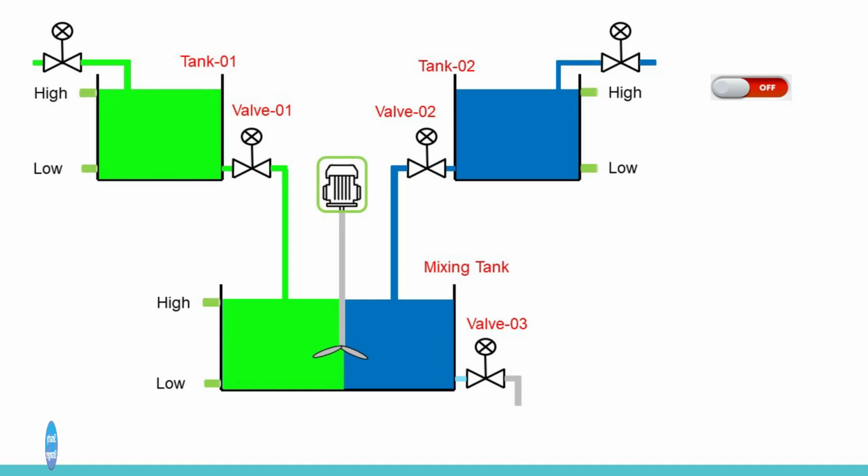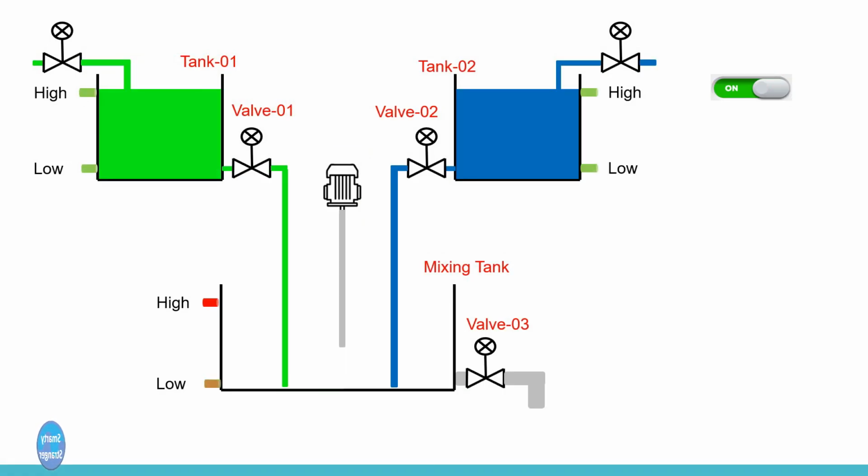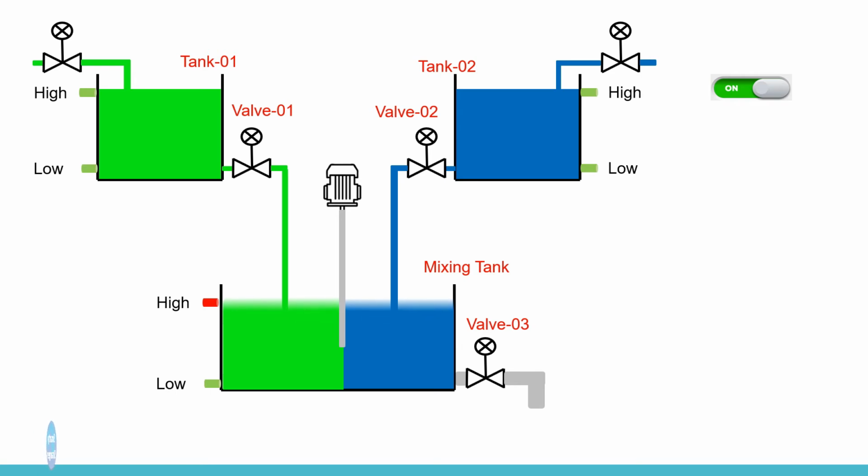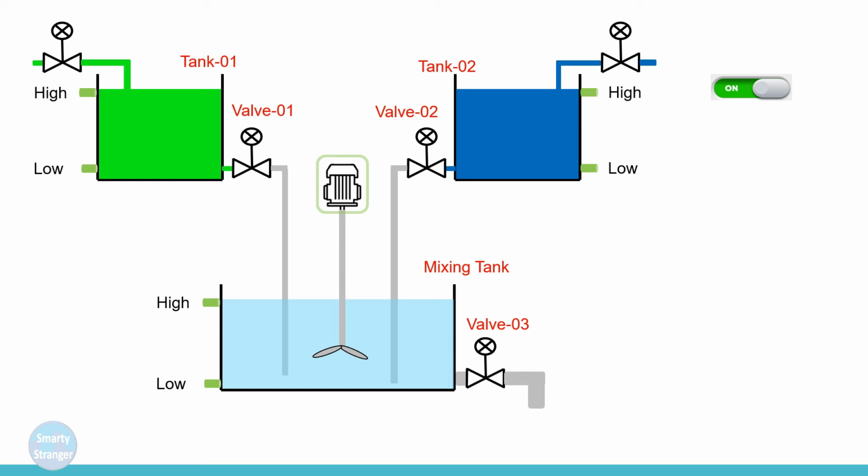When we switch on the system, the low-level sensor of the mixing tank detects the low level and gives an open command to valve 01 and valve 02. After receiving the opening command, valve 01 and valve 02 start filling the mixing tank. When the high-level sensor of the mixing tank detects the high level, it gives a close command to the valves. After that, our mixer pump starts mixing the color for 10 seconds. After 10 seconds it stops and gives the command to valve 03 to empty the mixing tank.